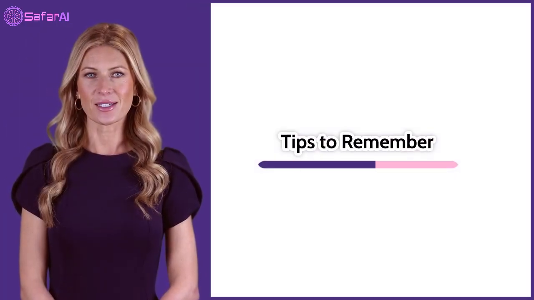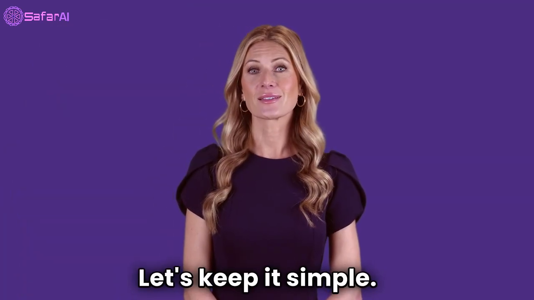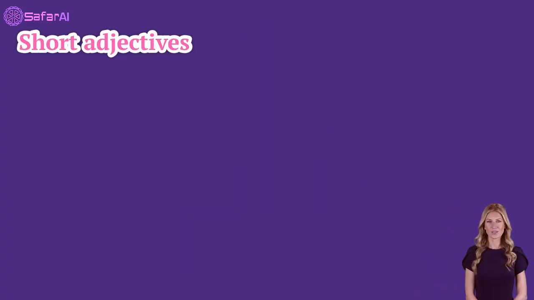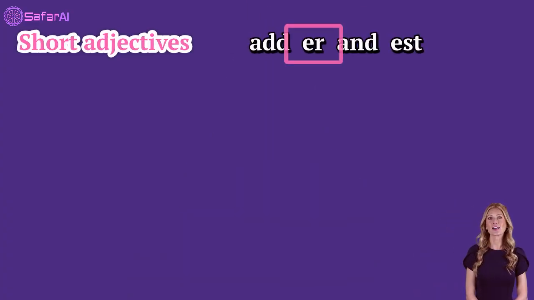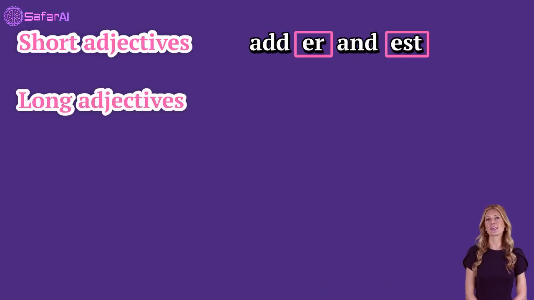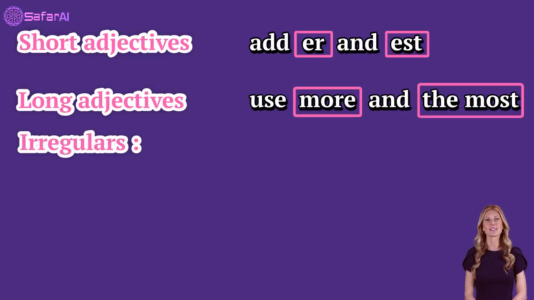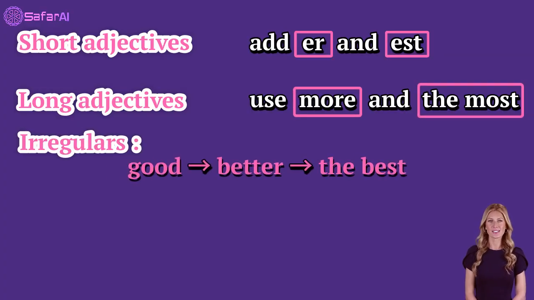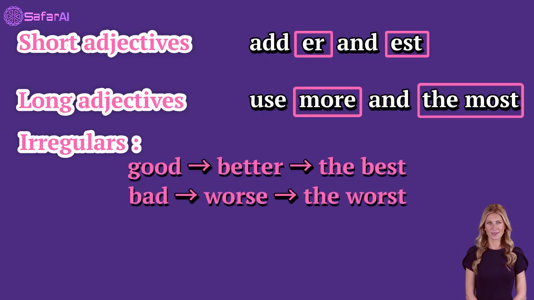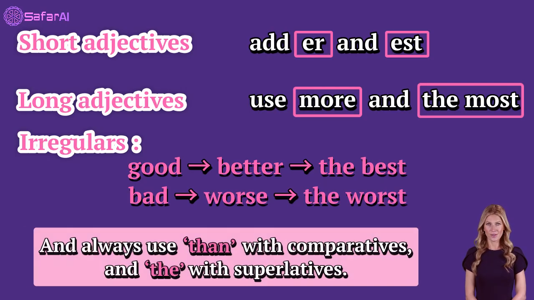Tips to remember. Let's keep it simple. Short adjectives: add er and est. Long adjectives: use more and the most. Irregulars: good, better, the best; bad, worse, the worst. And always use than with comparatives and the with superlatives.